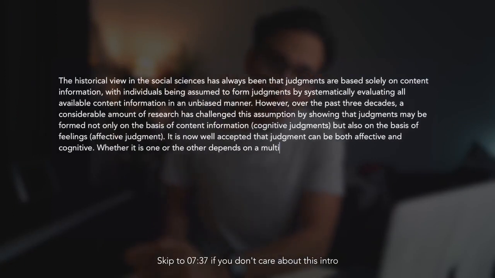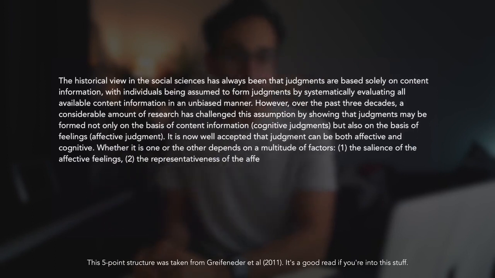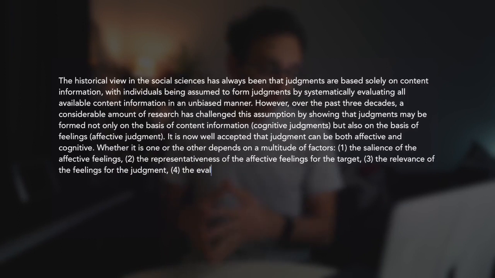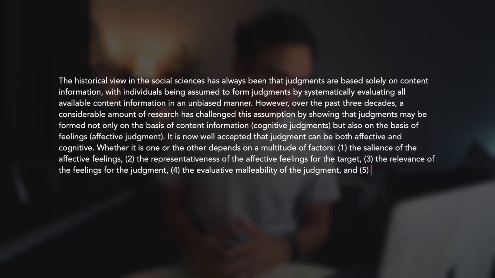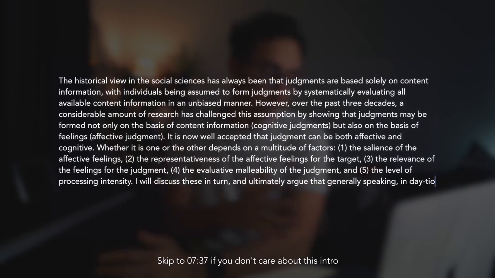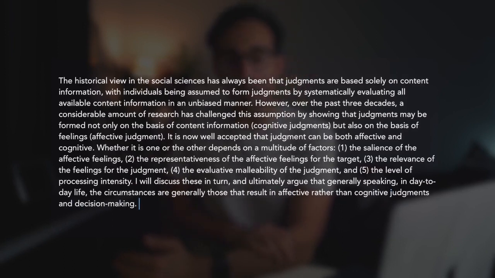And here's where the good stuff comes. Whether it is one or the other depends on a multitude of factors. Number one, the salience of the affective feelings. Number two, the representativeness of the affective feelings for the target. Number three, the relevance of the feelings to the judgment. Number four, the evaluative malleability of the judgment. And number five, the level of processing intensity. And here is the ultimate clincher for this. I will discuss these in turn and ultimately argue that generally speaking in day-to-day life, the circumstances are generally those that result in affective rather than cognitive judgments and decision-making.